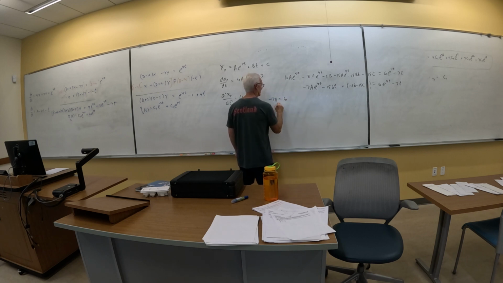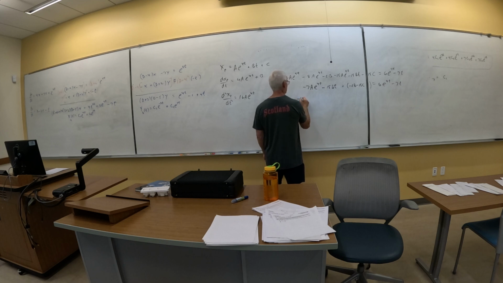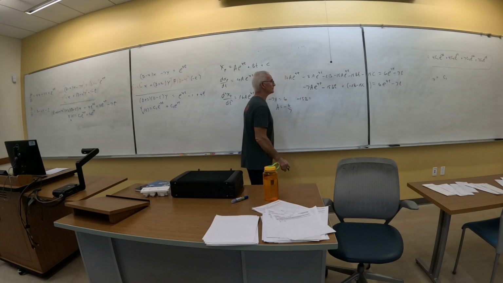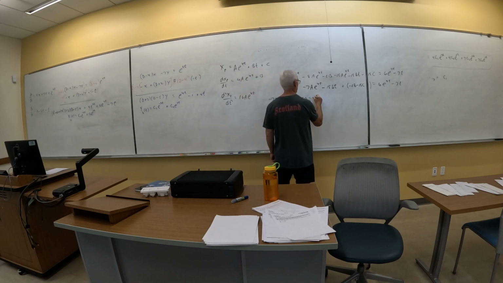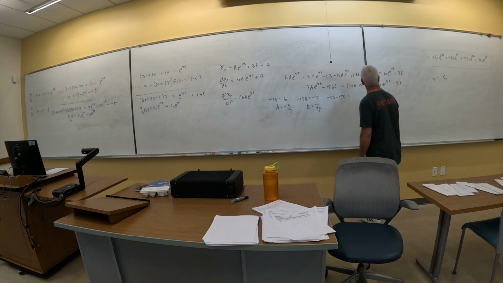So a equals -6/7. Next, what does -15b equal? Negative 7. That equals -7. So b equals positive 7/15. And then finally, what does -2b minus 15c equal? Plus 0, or 0? 0.